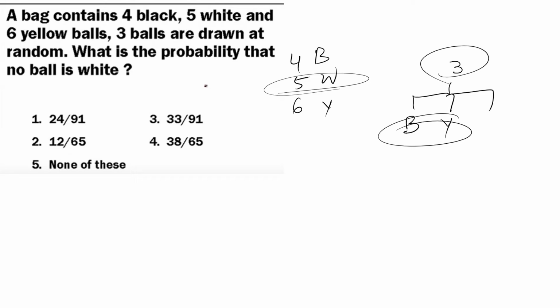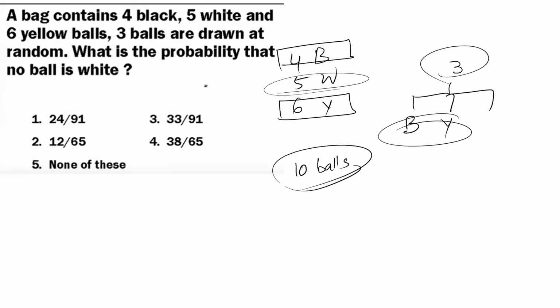So what does it mean? No white balls means either black or yellow. So 4 black and 6 yellow means out of the 10 balls you have to select. The total is 4, 5 and 6, so 15 balls. So the total selection is 15C3, and out of the 10 balls you have to select the three balls.